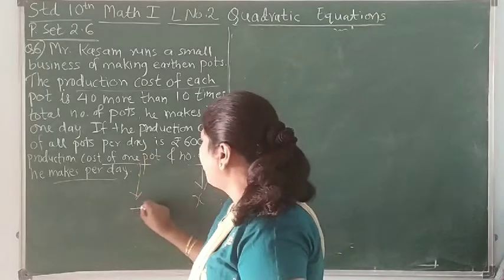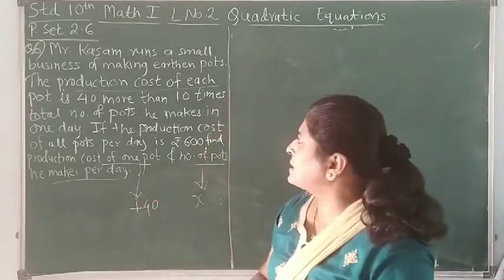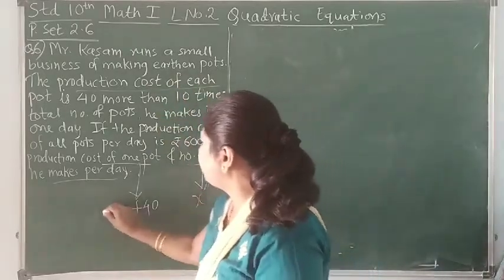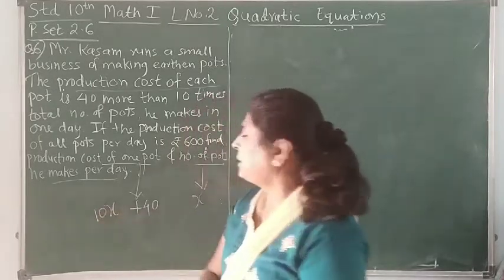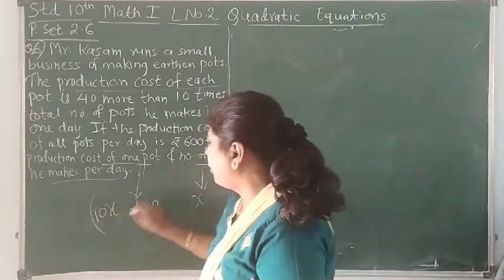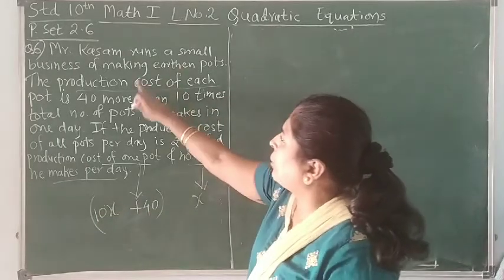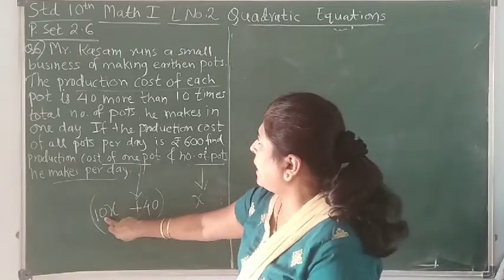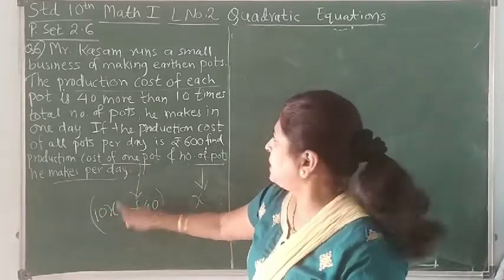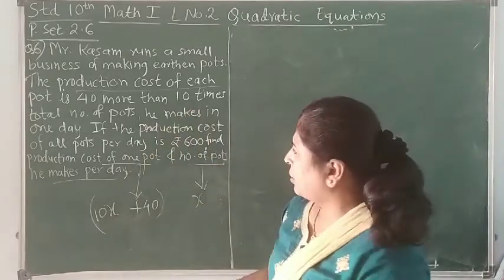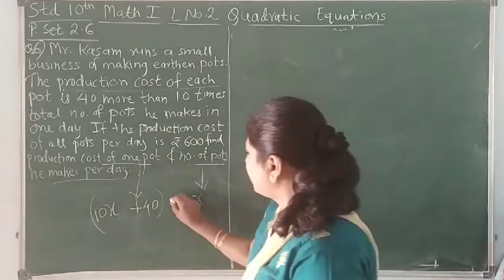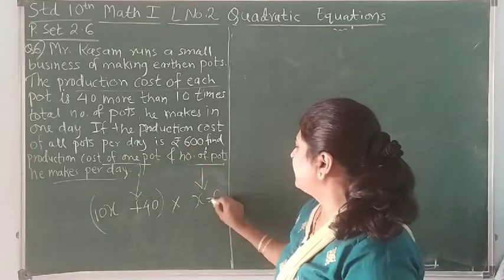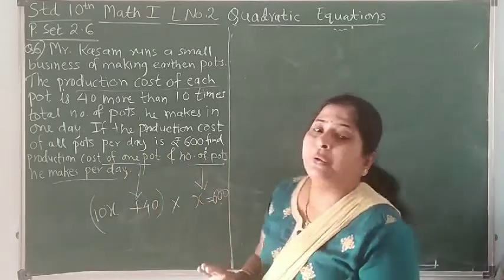Okay. So 40 more, this is plus 40. As it is more, you have to add. 40 more than 10 times the total number of pots he makes. The number of pots he makes is X and its 10 times is 10X. So this is the cost of one pot: the production cost of each pot is 40 more than 10 times the total number of pots he makes in one day, that is X. Okay, so in that case, what is the total production cost? The production cost will be the product of this, and it is rupees 600. This is the way we are going to get the equation.